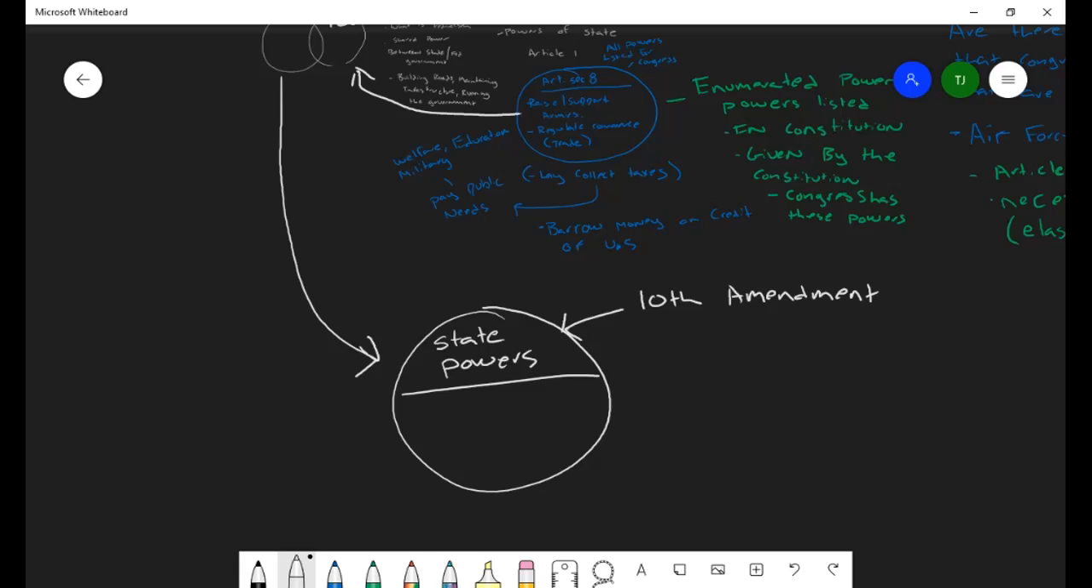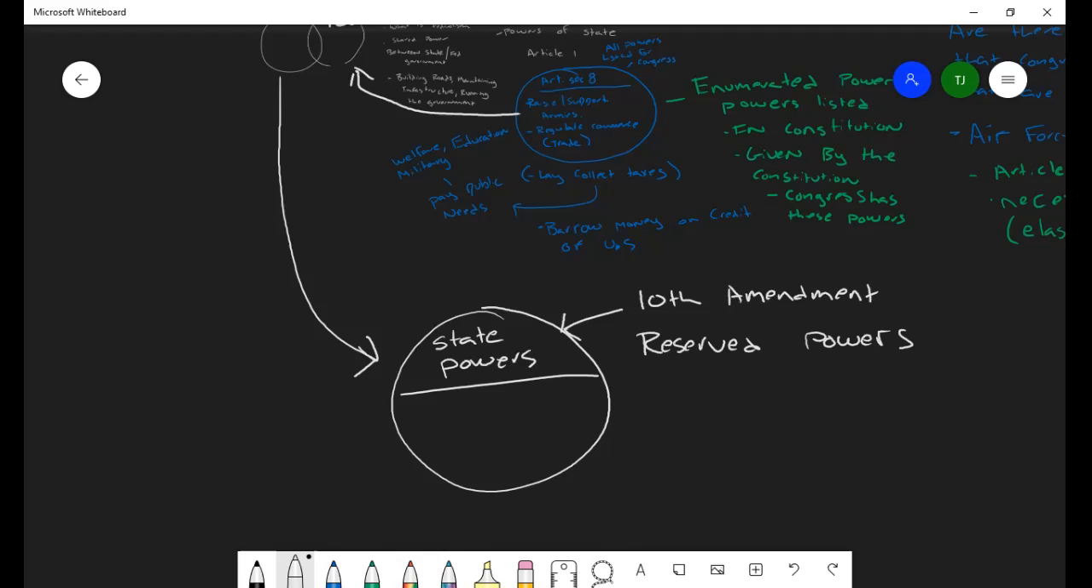The powers not delegated to the United States by the Constitution, nor prohibited by it to the states, are reserved to the states respectively, or to the people. Okay, the state powers, and all other powers not delegated to the national government are reserved for the states. So this 10th Amendment gives states the powers to do pretty much everything that Congress can't. All other powers not delegated or enumerated in the Constitution, enumerated is just a term for numbered or listed, are then given to states. These are called reserved powers.